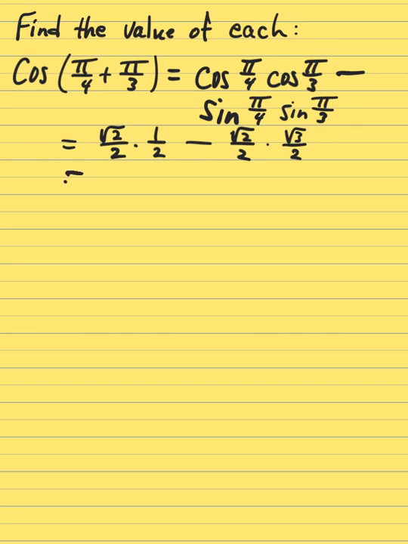And that's going to give us square root of 2 over 4 minus square root of 6 over 4. And it's not mandatory, but if you wanted to write that a little more compactly, square root of 2 minus square root of 6 over 4.